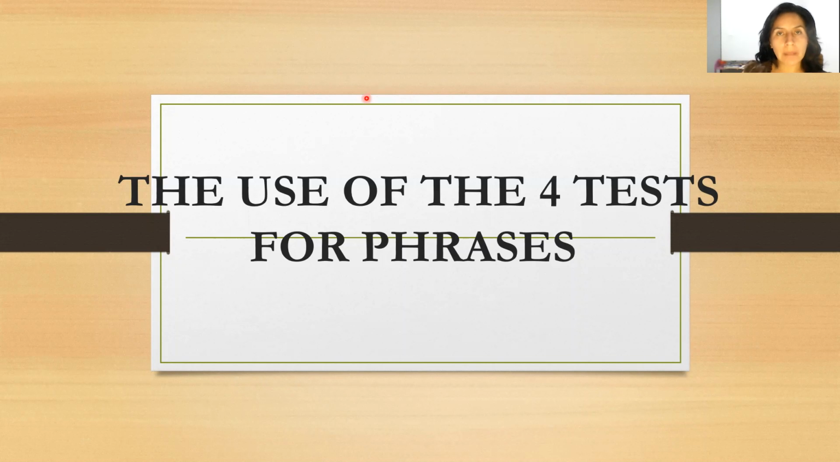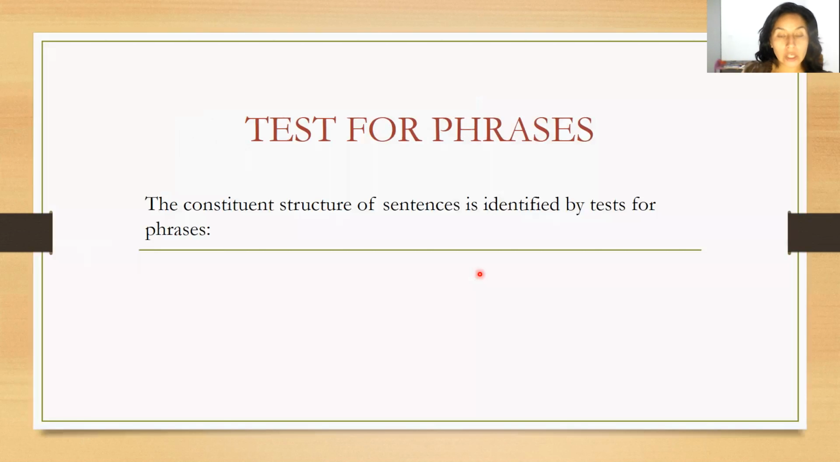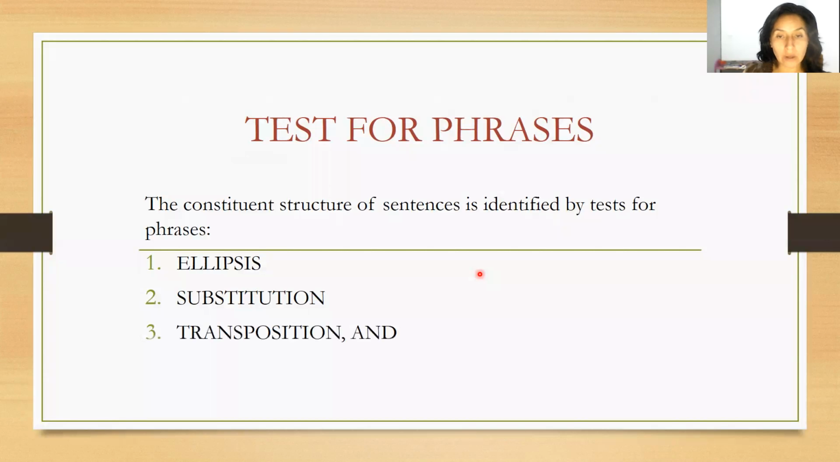In this opportunity, I'm going to explain about the use of the four tests for phrases. The constituent structure of sentences is identified by tests for phrases. So they help us understand how sentences are arranged in a clause and clauses in sentences. Then we have the following tests for phrases: ellipsis, substitution, transposition, and coordination.